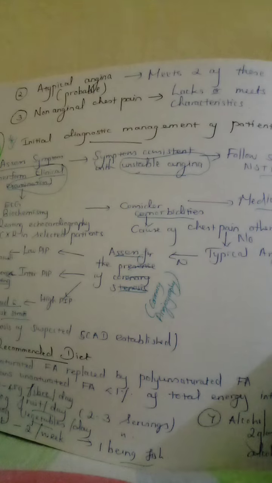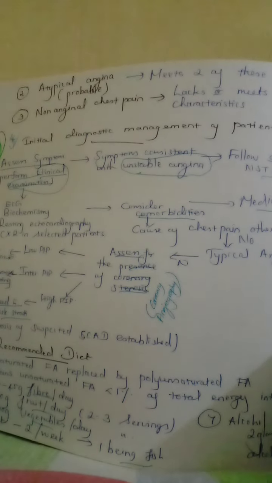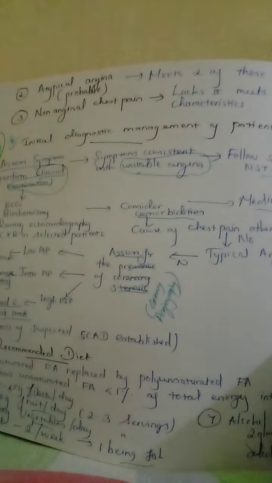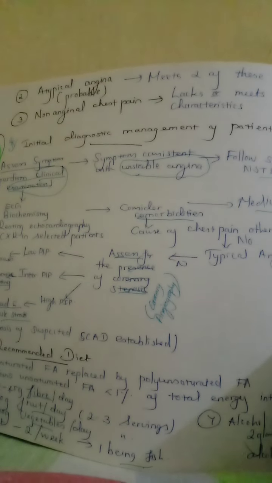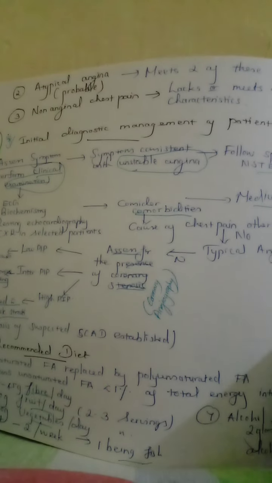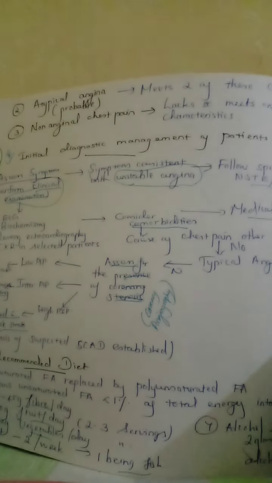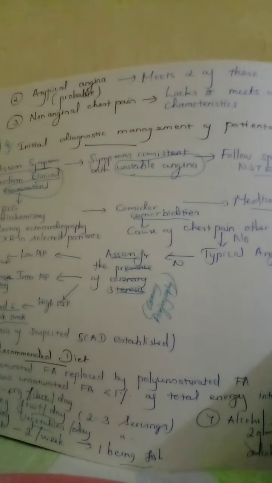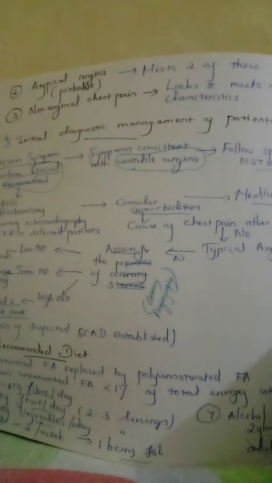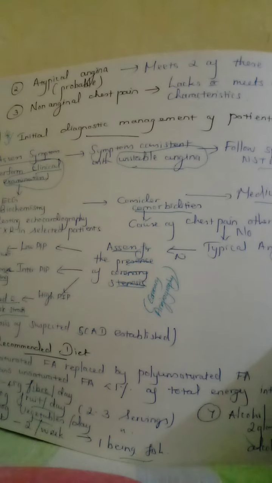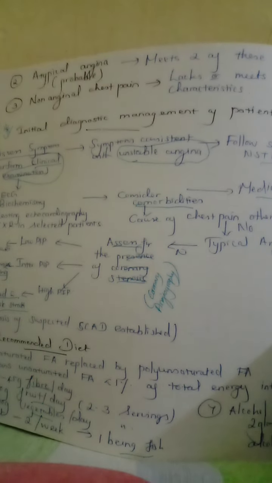At the same time, with the comorbidities, if a cause of the chest pain other than CAD is not confirmed, and if it is typical angina, and the typical angina is a yes, then of course we can offer ICA, or revascularization if it is possible. But if typical angina is not the case, then you assess for the presence of coronary stenosis using coronary angiography.